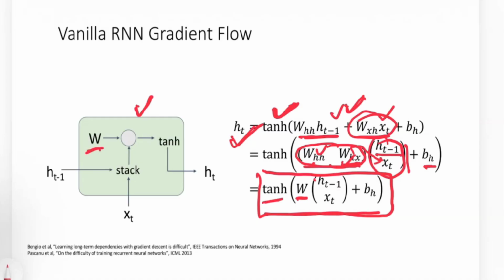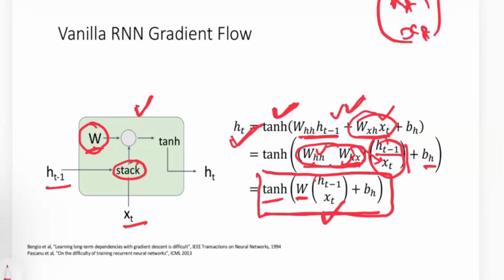In W, you have W_HH and W_HX in a row matrix. So you have W_HH and W_HX, and then you have to multiply this W with this column matrix. And in this column matrix, what do we have? We have h_(t-1) and x_t. So what we are doing here is stacking these two things in a column matrix, s_(t-1) and x_t. So this stack will give you this.